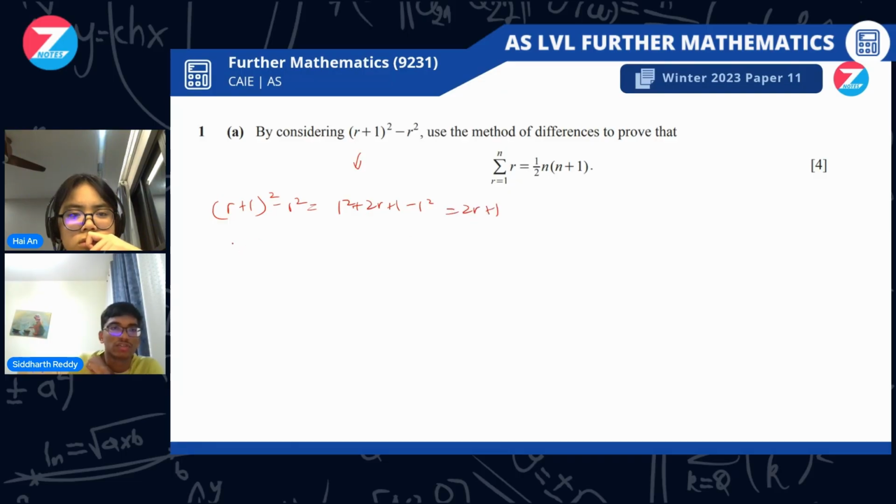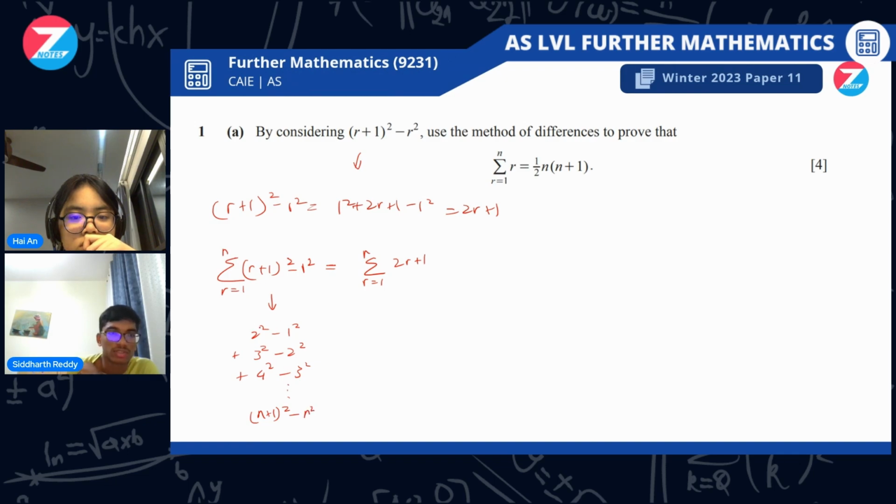So let's take the summation of both sides. The summation from r equals 1 to n of (r+1)² minus r² is going to be the same thing as the summation from r equals 1 to n of 2r plus 1. Let's consider the left side. When r is 1, it will be 2² minus 1², plus, when r is 2, 3² minus 2², plus 4² minus 3², all the way up to (n+1)² minus n².